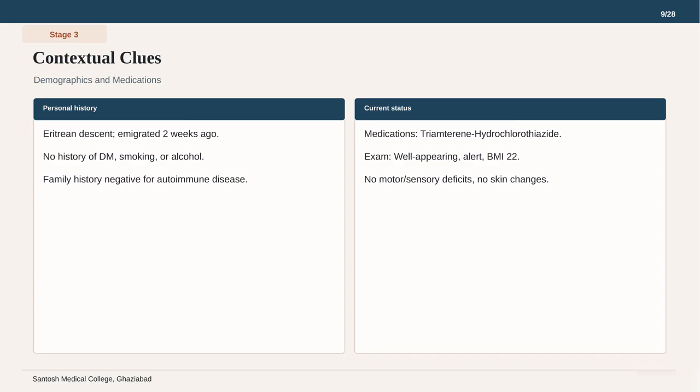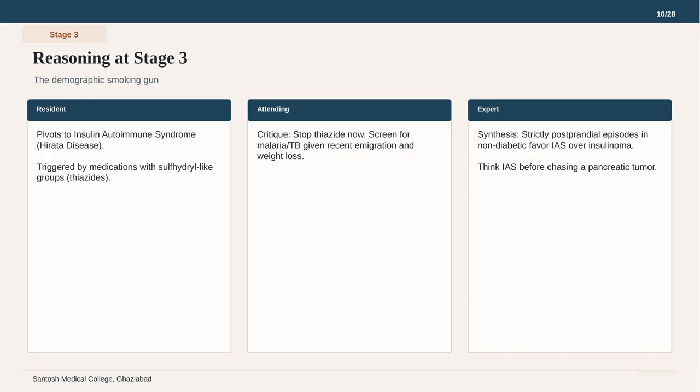This specific combination of a recent emigration and a seemingly benign medication list provides hidden clues. Let us see how the simulated team connects her demographic background to her medication profile. As you can see in the residence column on the left, there is a brilliant pivot here. They suggest insulin autoimmune syndrome, also known as Hirata disease, noting that it can be triggered by medications containing sulfhydryl groups like her thiazide diuretic.